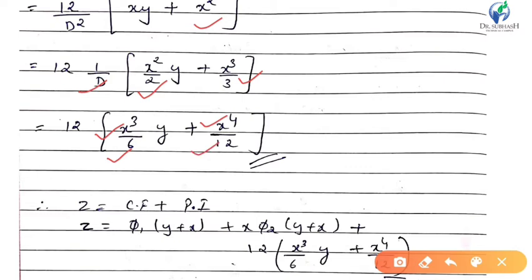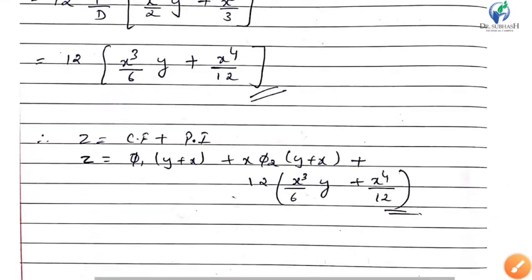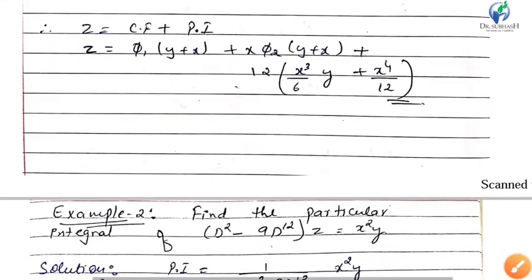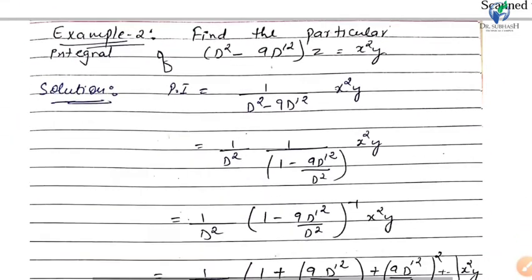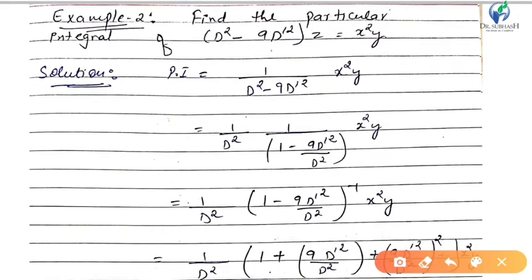So there are no terms of D and D dash now, so z will be equal to CF plus PI, where CF is phi 1 of y plus x, phi 2 of y plus x, plus the PI we obtained above. So this is my general solution for the given differential equation. Let us move towards one more example.